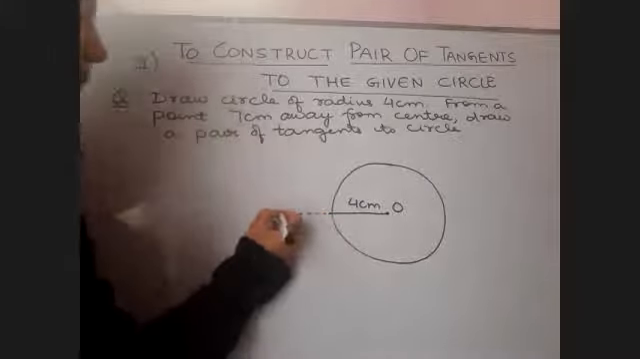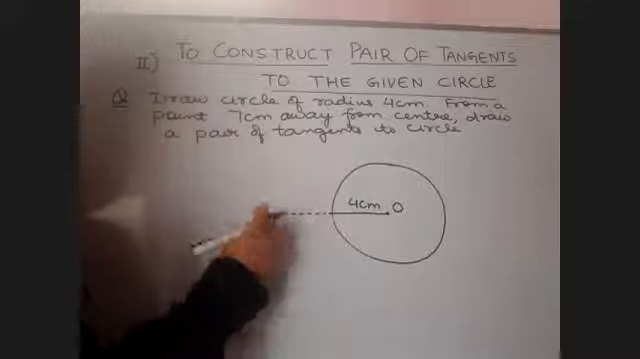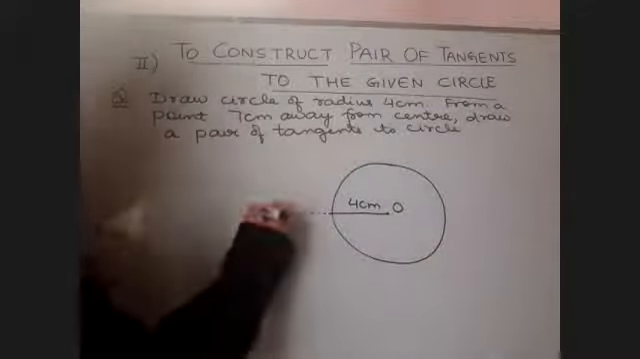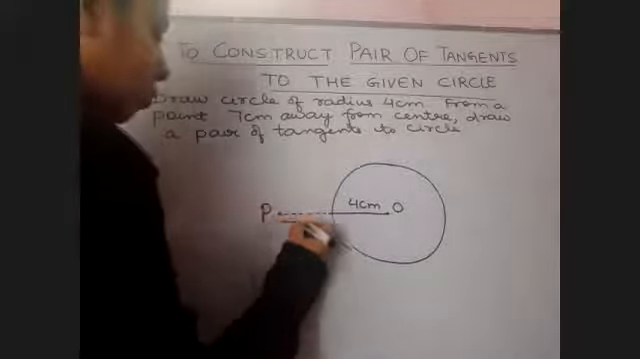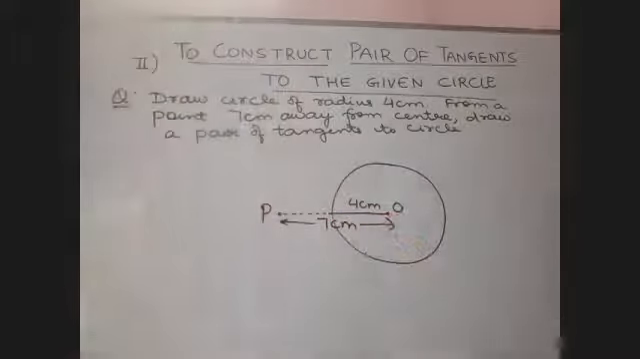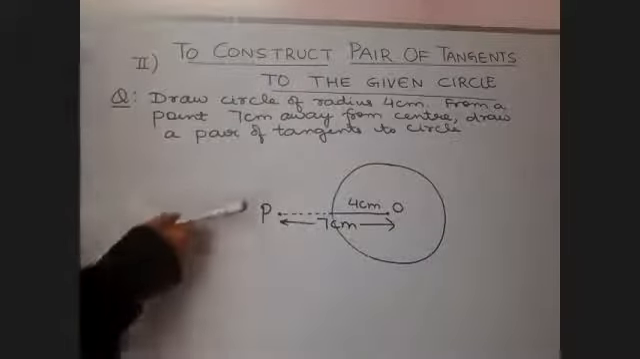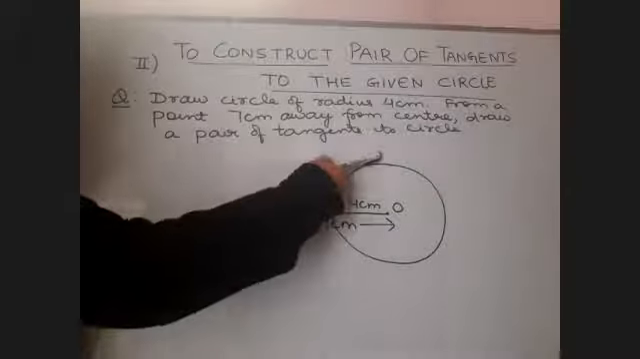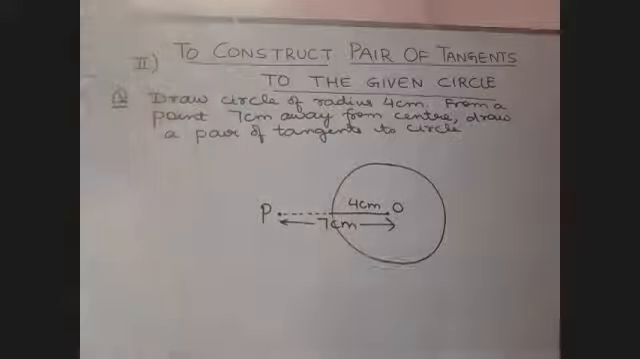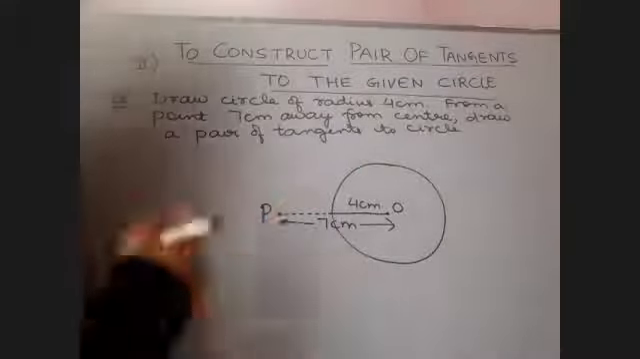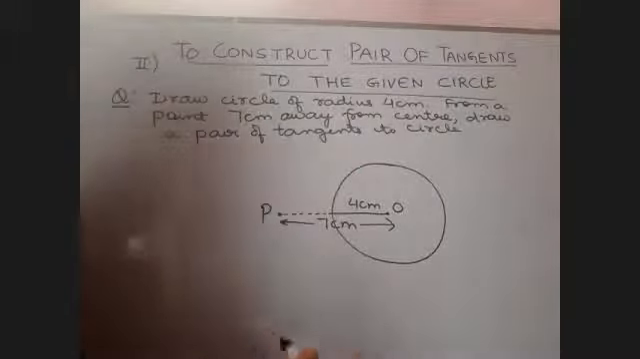So let this be the point P, such that OP is 7 centimeter. Okay. Now from this point P, I have to draw a pair of tangents to the circle. I'm just giving you the steps first and then I will explain why we are doing this.